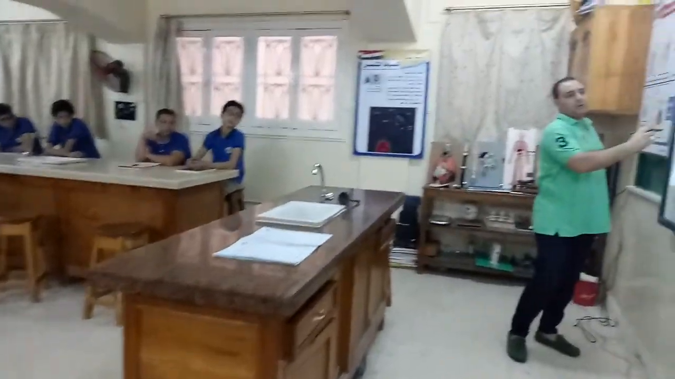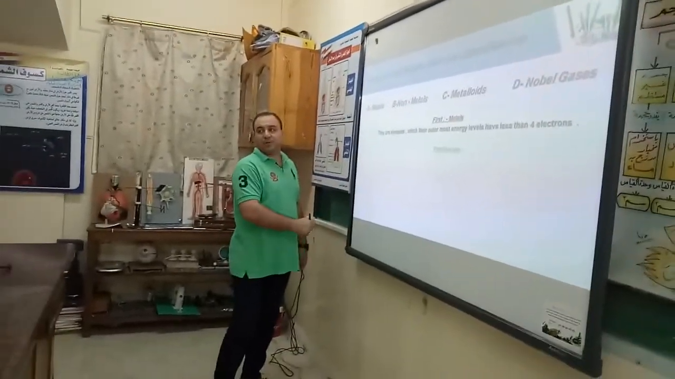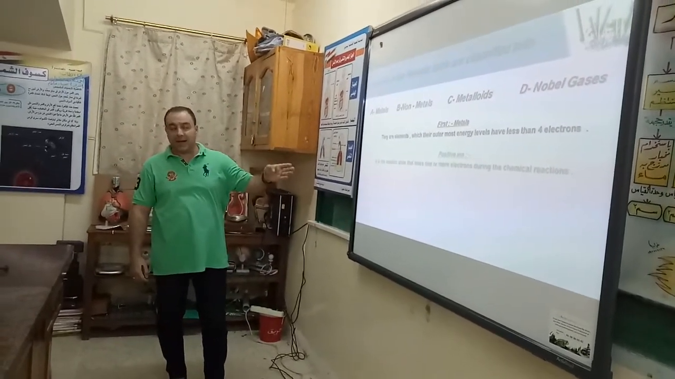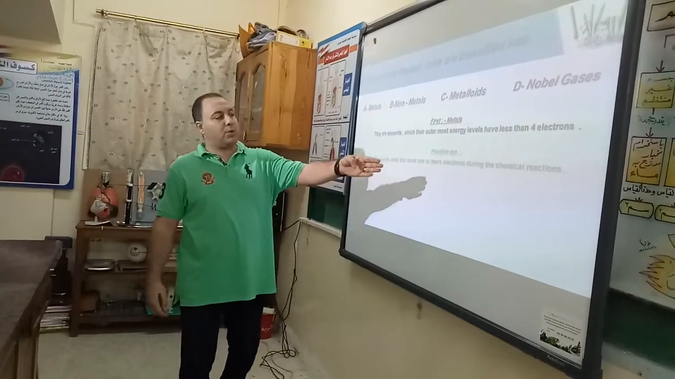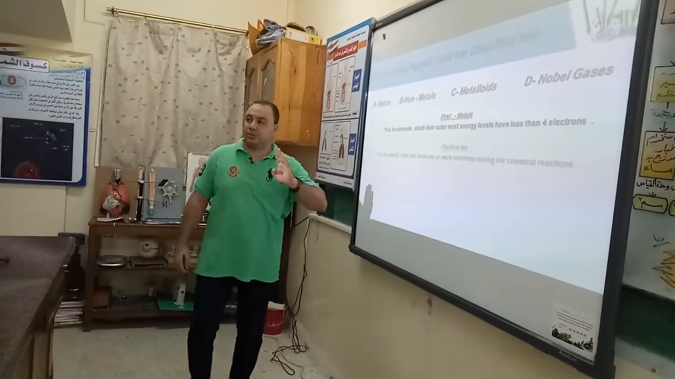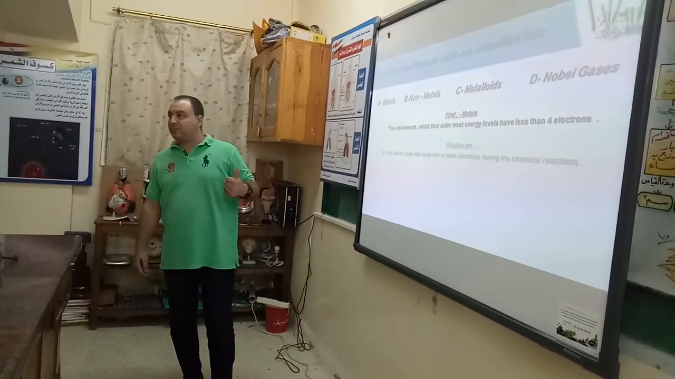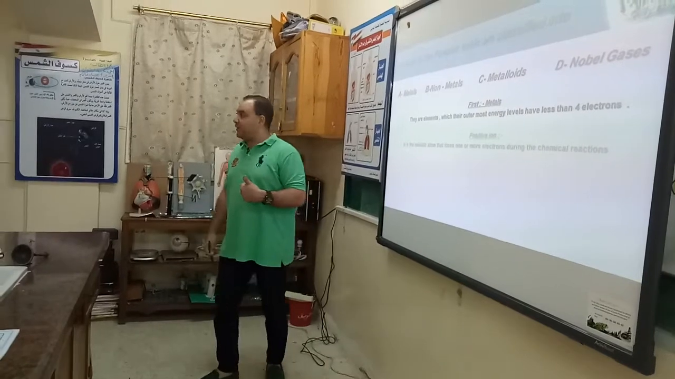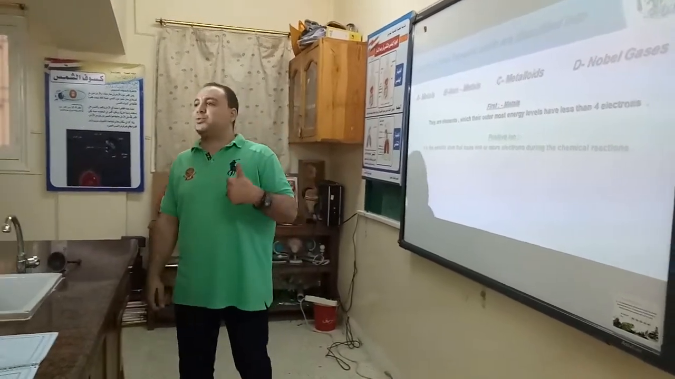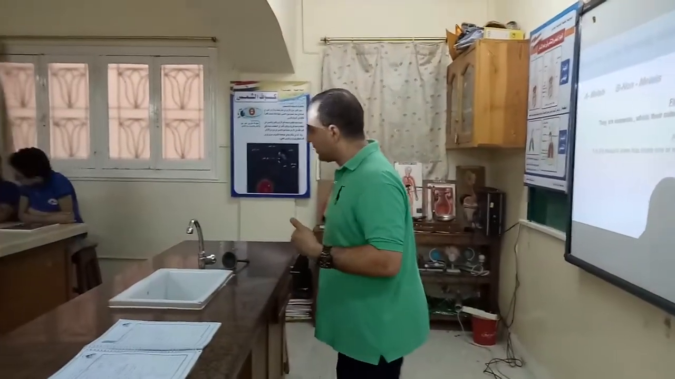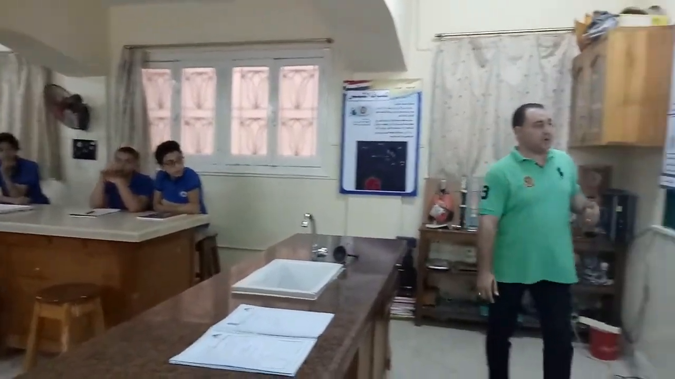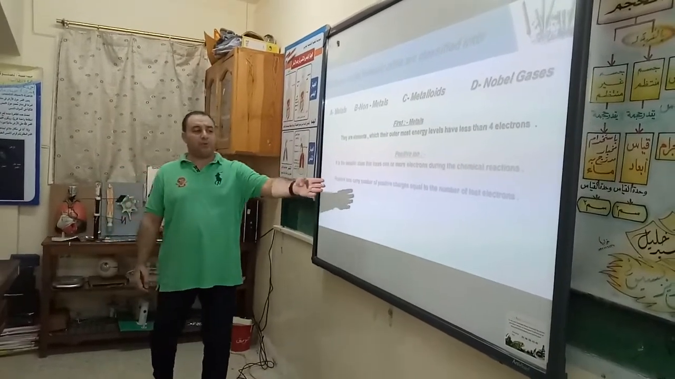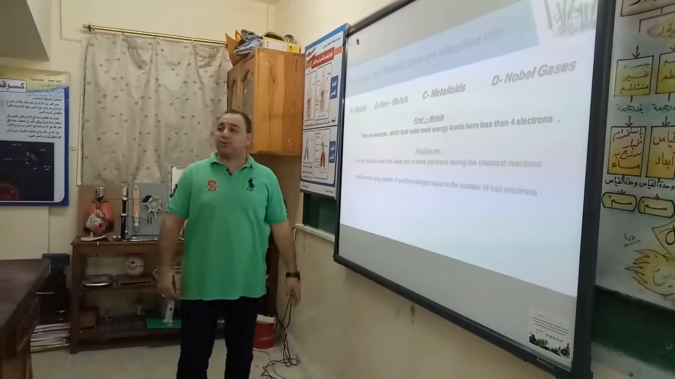Okay. Now, what's meant by positive ion? A positive ion is a metallic atom that loses 1 or more electrons during the chemical reaction. Okay? It's a positive ion. Positive ions carry a number of positive charges equal to the number of lost electrons.